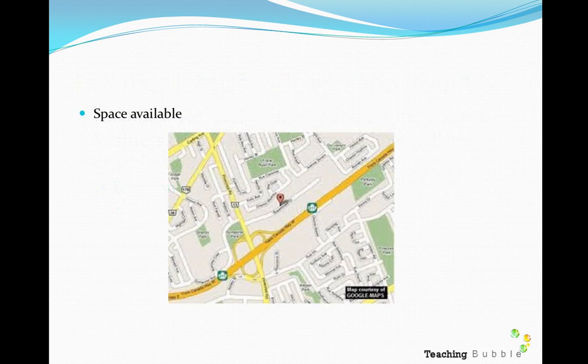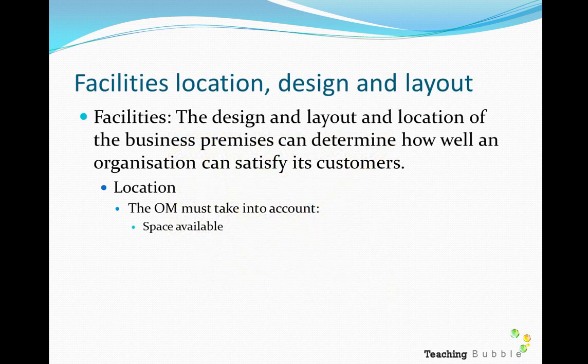First of all, how much space is available. Factories, if they're large, then obviously you need lots of space, and the problem with that is that there may not be infrastructure available in that space, so you need to take that into account as well, which we'll talk about in a second. So the first thing is space, so we'll put that in there.